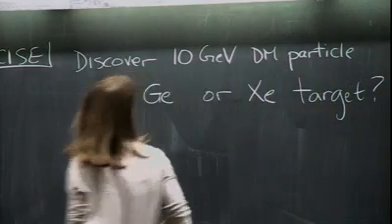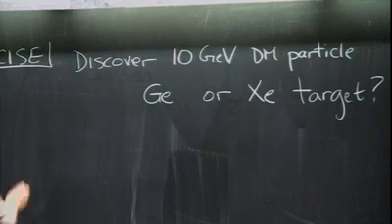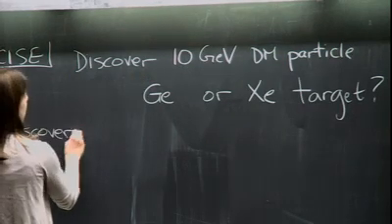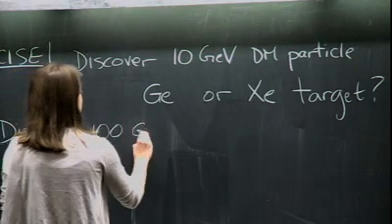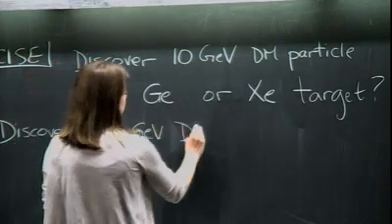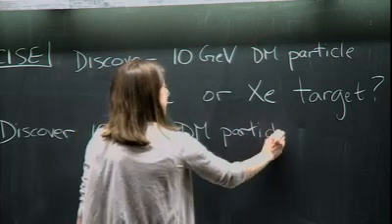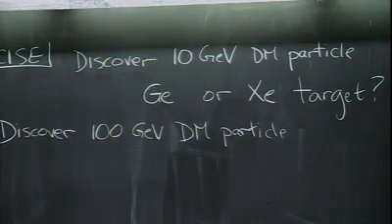And then similarly, their competing experiment says, oh no, dark matter is clearly not at 10 GeV. We're going to discover it at 100 GeV. But they still pay you for your consulting abilities. So you should tell them whether they should use germanium or xenon.